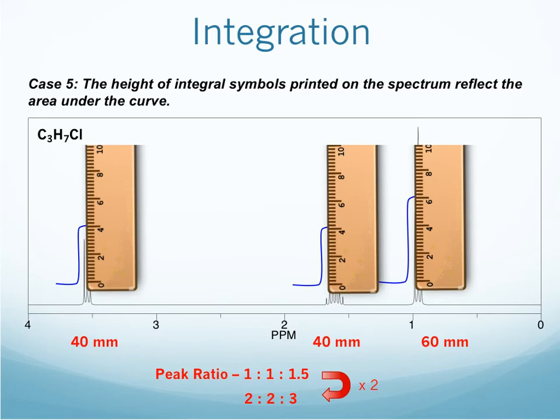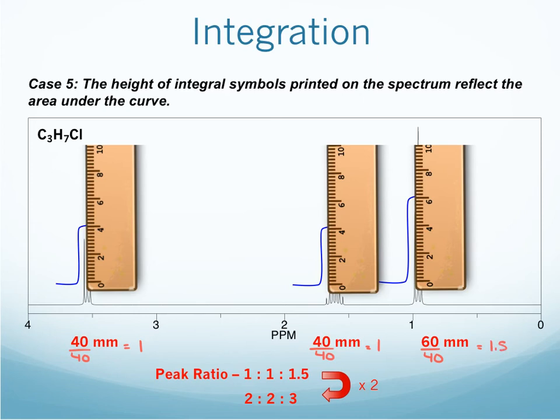Now what you can do is probably deduce what these peaks represent. But if it's easier, you can use the same process we used in the last examples by dividing each by the lowest number. So our lowest number is 40. So if we divide each of these by 40, that will allow us to normalize our integration values. So this will correspond to 1, 1, and 1.5.